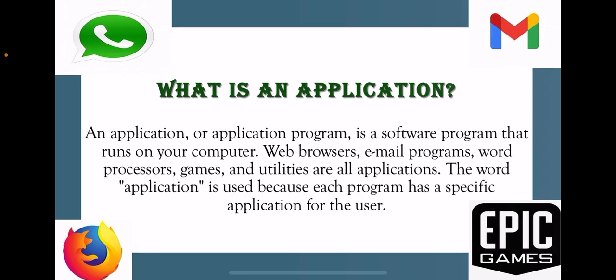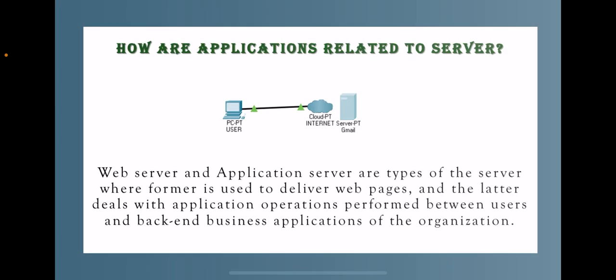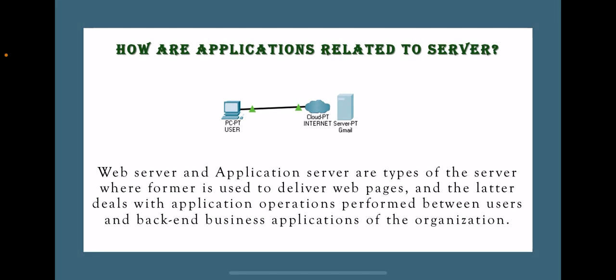Now, let's understand the relation between these applications and different kinds of servers. To begin with, web servers and application servers are the different types of servers involved in this process, where the former, meaning the web server, is used to deliver the web pages, and the latter, that is your application server, deals with the application operations performed between the user and the backend, throughout the organization, or the traffic coming from the internet in this case.